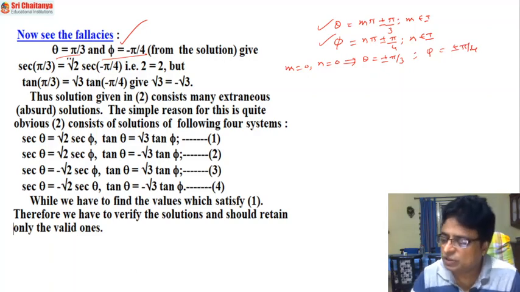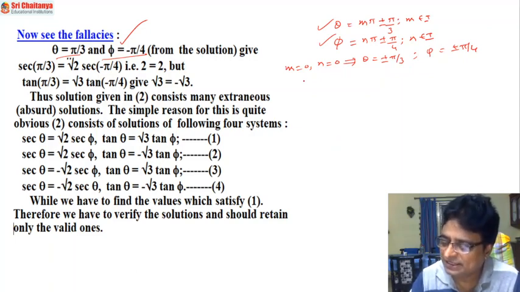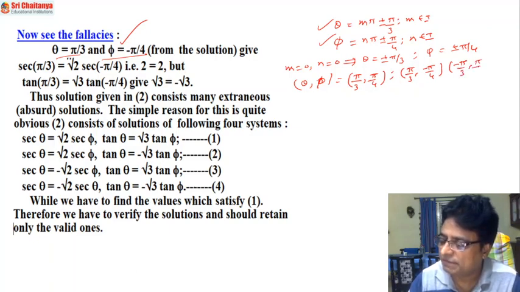Got the point? So there are 4 different combinations that will exist. That is, theta comma phi are what now? 4 combinations. What are those? Pi by 3, pi by 4 is one set. Second one is pi by 3, minus pi by 4 is another set. Third one is minus pi by 3, pi by 4 is another set. Fourth one is minus pi by 3, minus pi by 4.